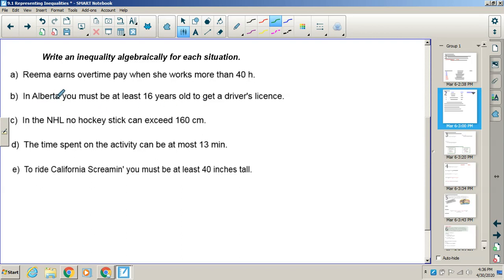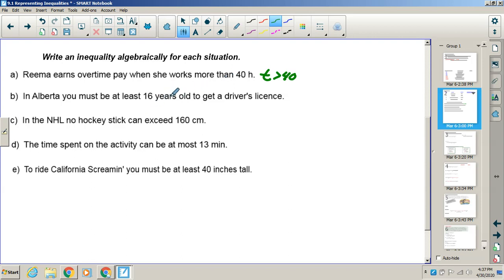So if I was to write an inequality statement for that, I could use any variable I wanted. Let's say I use T for time, and she's going to get overtime pay when she works more than 40 hours. So her time has to be greater than 40. That's the inequality statement that represents that verbal statement.